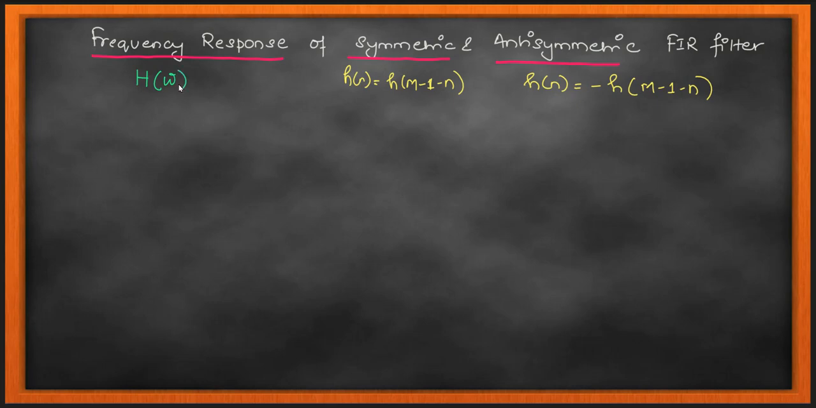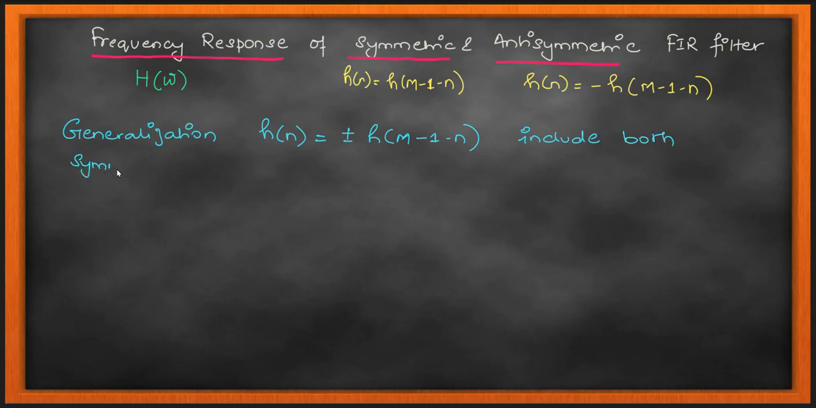The frequency response or the magnitude response is computed in the frequency domain. So what we are going to do is take the symmetric time domain FIR filter or the anti-symmetric time domain FIR filter, which are given by h of n is equal to plus or minus h of M minus 1 minus n. Symmetric means the first half of your filter is going to be equal to the second half of your filter, and anti-symmetric means the first half of the filter is going to be equal to the negative of the second half of the filter.